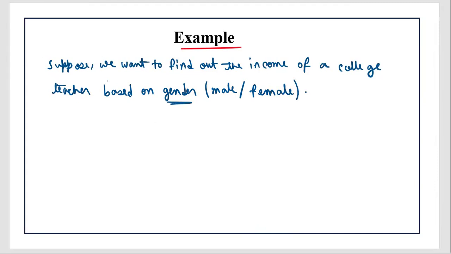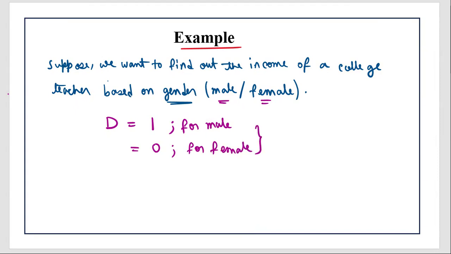So gender, as I have told you, is a qualitative variable. It can be male, it can be female, it could be other as well, but we are taking male and female for simplicity in our particular example. Now, for representing gender in your model, what do you do? You take up a dummy variable. Suppose D is a dummy variable, and I assign a value 1 to it if the college teacher is male, and I put the value 0 for female. This is how you introduce a dummy variable in your model.